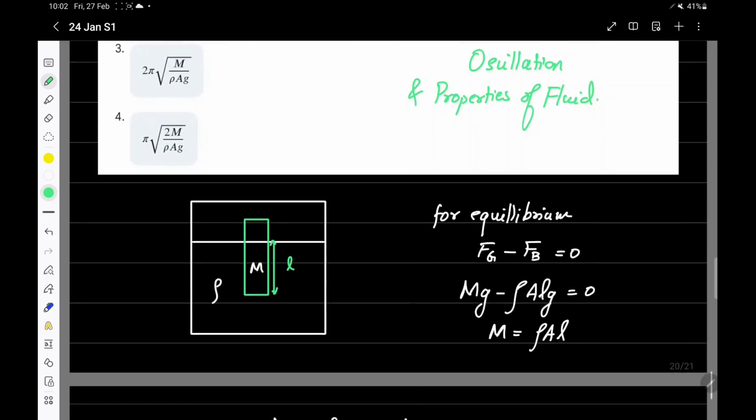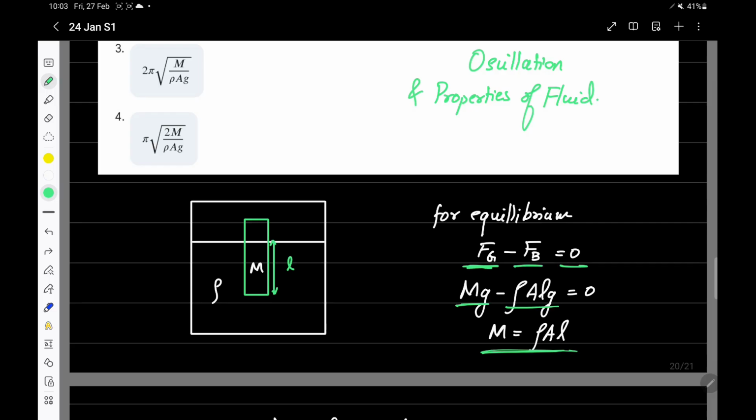So, in situation 1, we have a simple cylindrical block floating inside a liquid. Let us say the portion L is inside. For equilibrium, the force of gravity, which is pulling the block down, must be balanced exactly by the force of buoyancy, which is pushing the block up. So Fg minus Fb is equal to 0. So mg minus rho A Lg is equal to 0. This gives you the mass of the block as rho A L, where L is the portion of the block that is immersed in equilibrium.